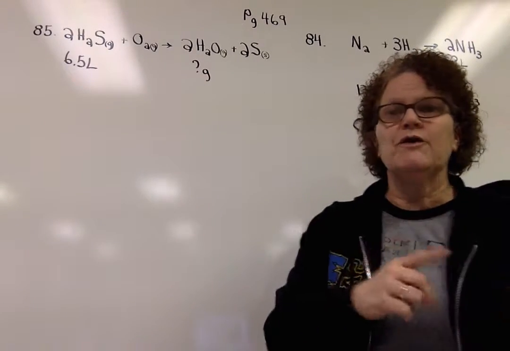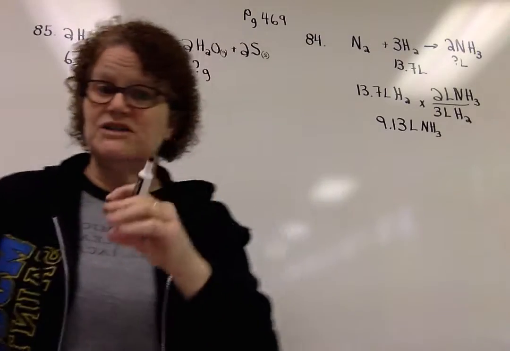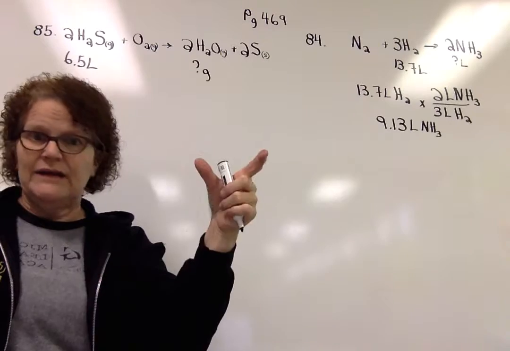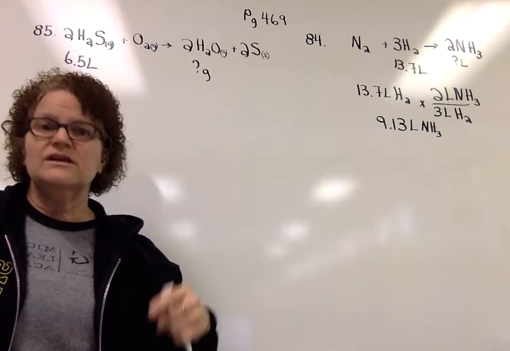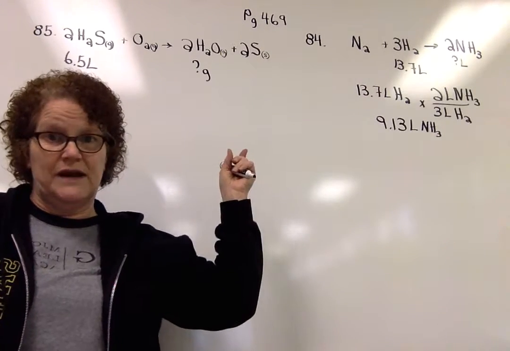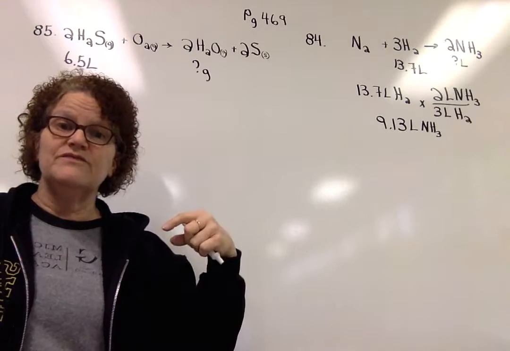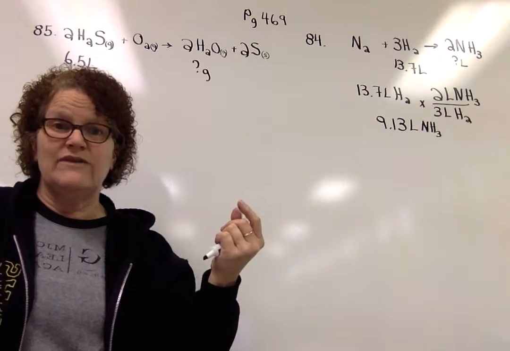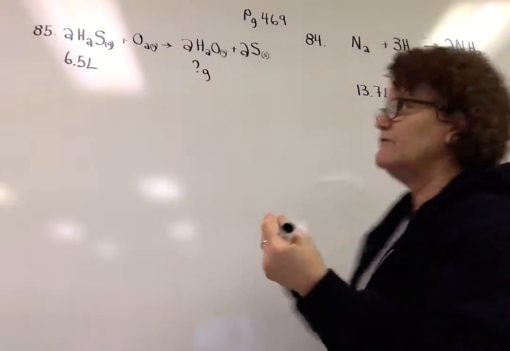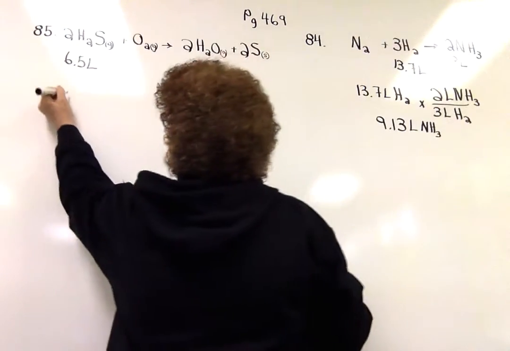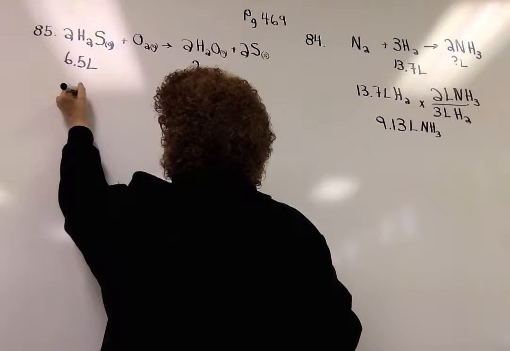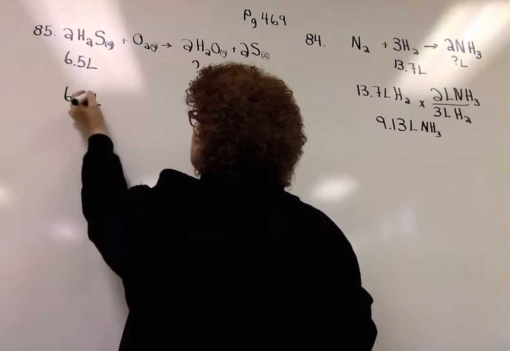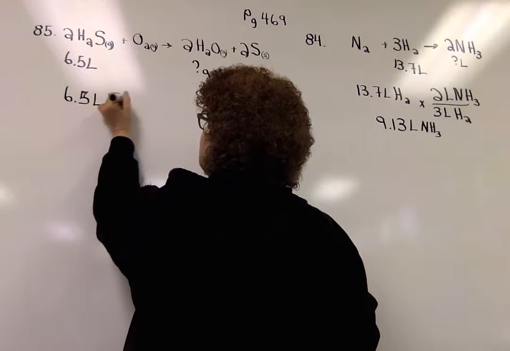So we know from previous stoichiometry problems back in chapter 11 that we can't go straight from moles to grams of any other substance. So we can't go from liters to grams of a substance. We have to find some commonality, something that they have in common. So we need to change the conversation here, right? So we're going to take 6.5 liters of H2S.